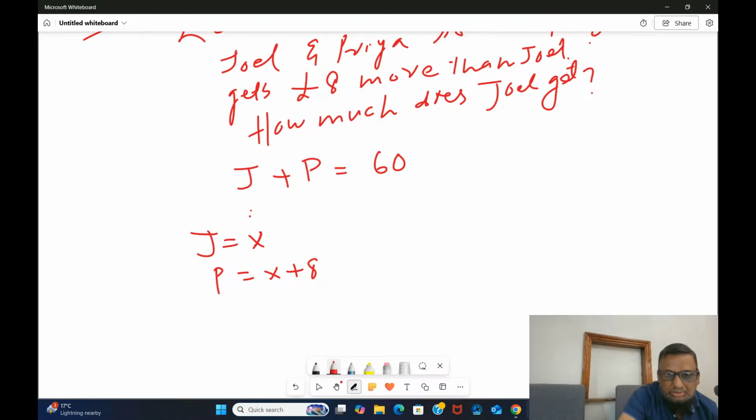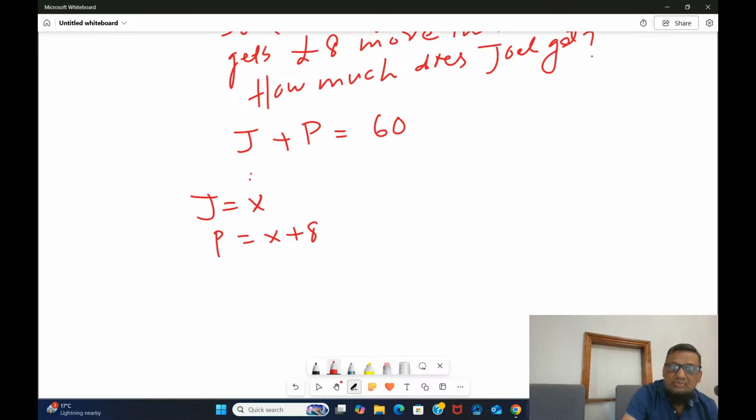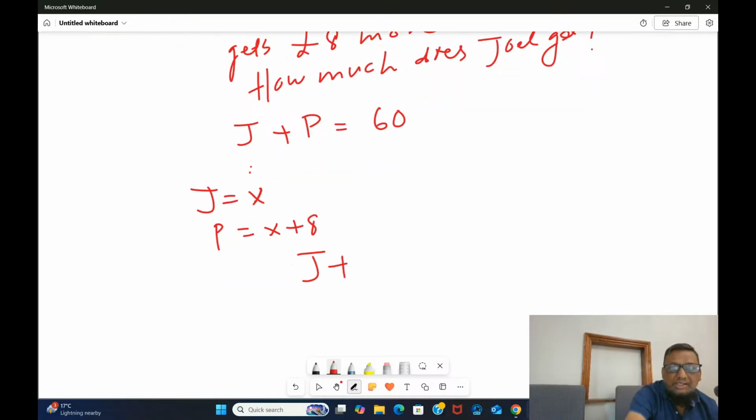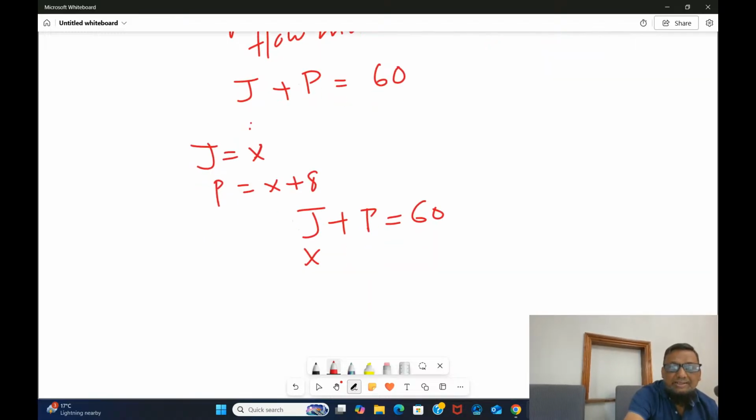So now, very simple. We need to substitute the value of Joel, which is X, and the value of Priya. So we can substitute these in this equation, because it says the amount divided between Joel and Priya. Joel is X, so I can rewrite this one. J plus P equal to 60. J is X and Priya is X plus 8, equal to 60.